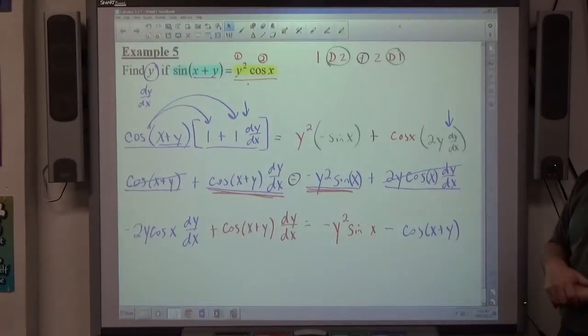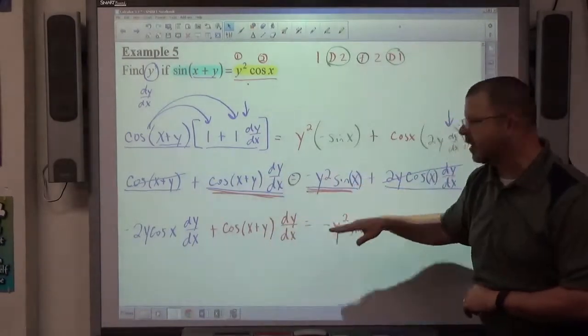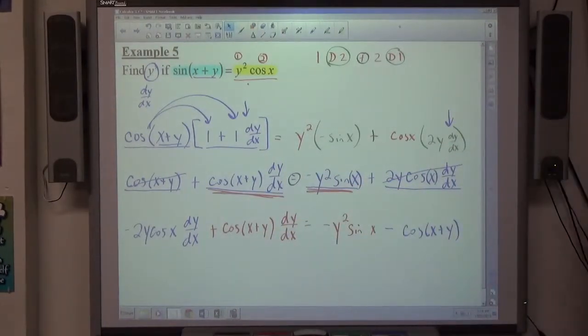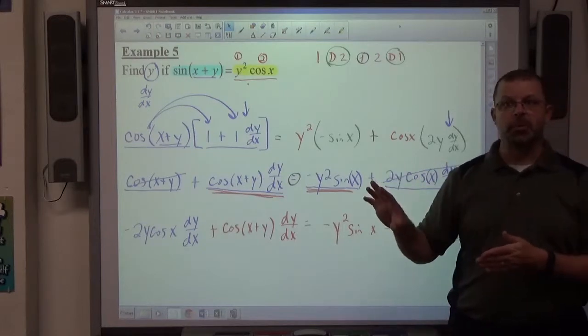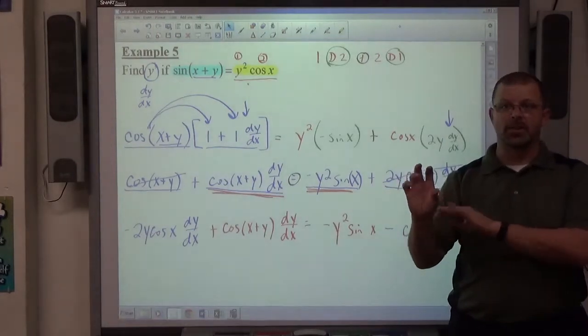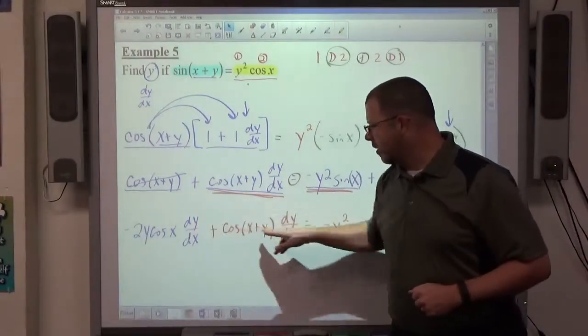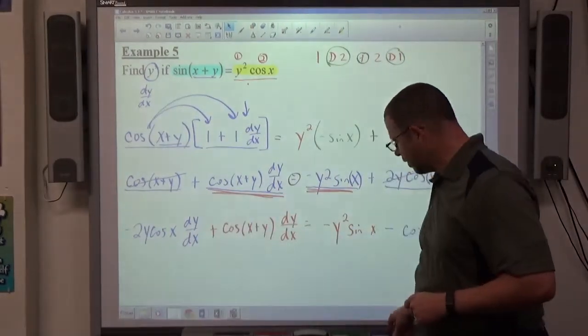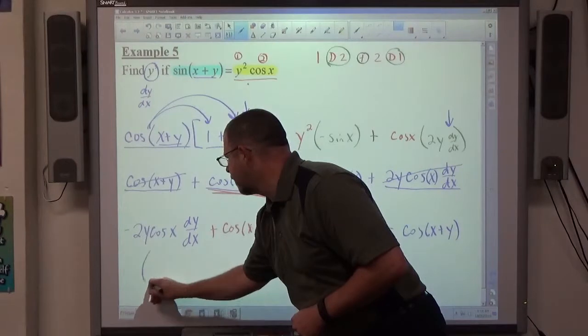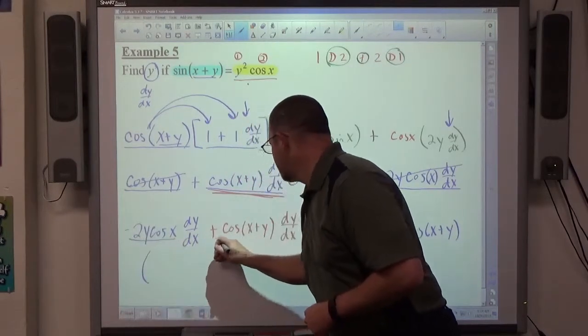The stuff in red stayed where it was, so this stayed positive, this stayed negative, because they stayed where they were. This is a common place you're going to get to every time you do these problems. The first day we did implicit differentiation, we had just a dy dx thing, and we just divided when it was all ready to go. Most of your problems, you're going to get multiple dy dx terms. So what you're going to do is factor that out, parentheses, this plus this.